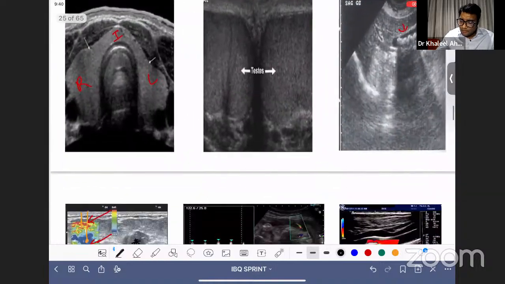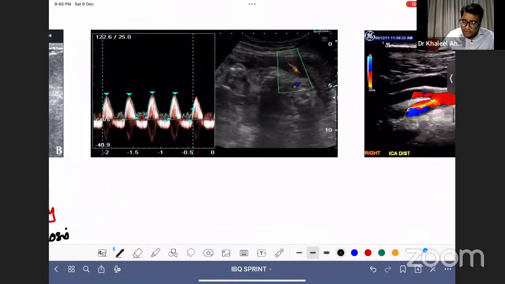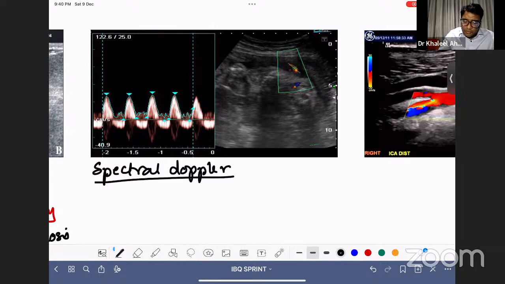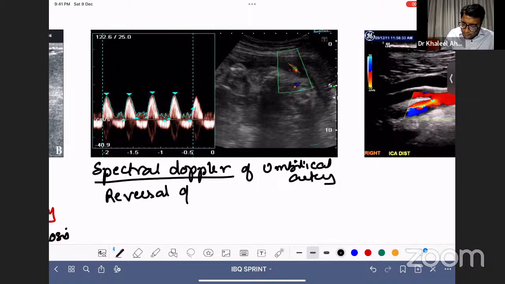Then, what do you think this image is showing you? This is a spectral Doppler. And what does this spectral Doppler show? Especially of the umbilical artery. You are seeing a reversal of flow. So you're seeing the wave pattern where you see reversal of diastolic flow. What is the management? Immediate termination should be done.